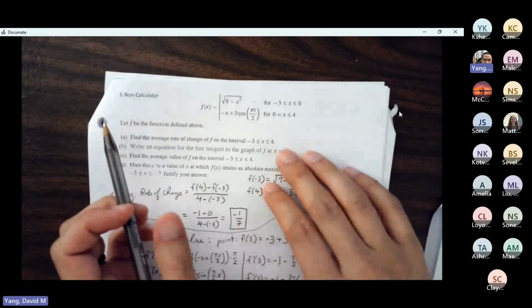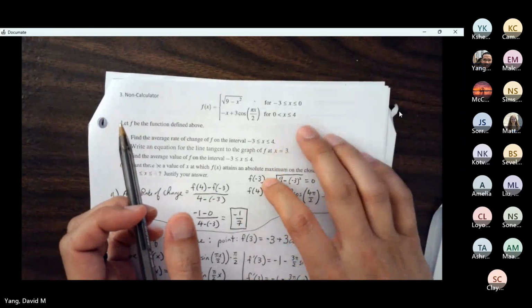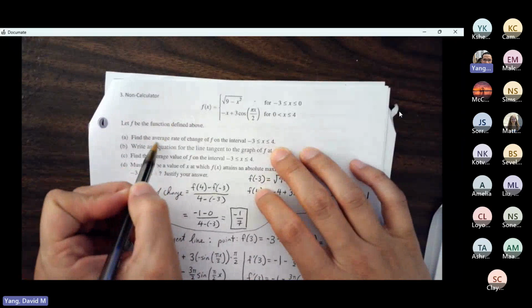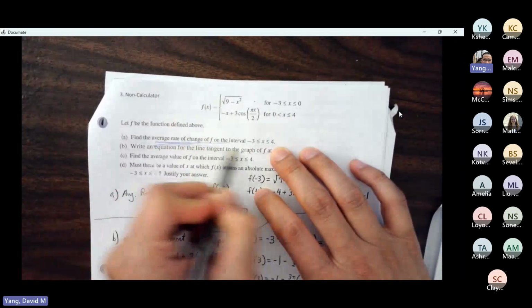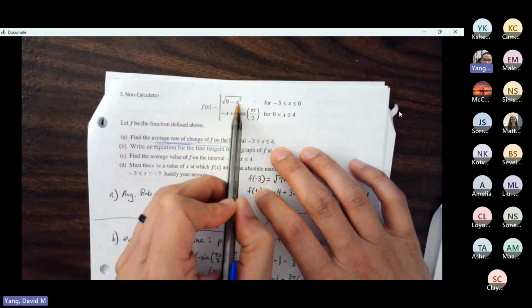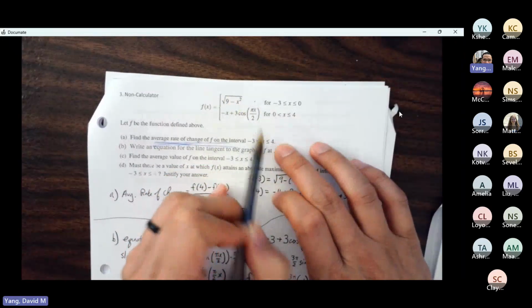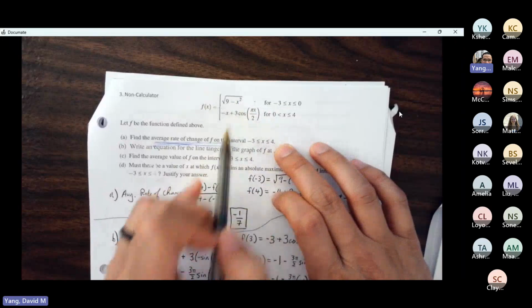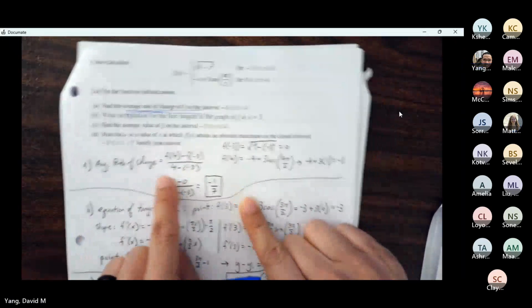Find the average rate of change on the interval from negative 3 to 4. So average rate of change is just the change between ordered pairs. We can just find the ordered pair in this graph at negative 3 and find the ordered pair in this graph at 4, and just do change in y over change in x.